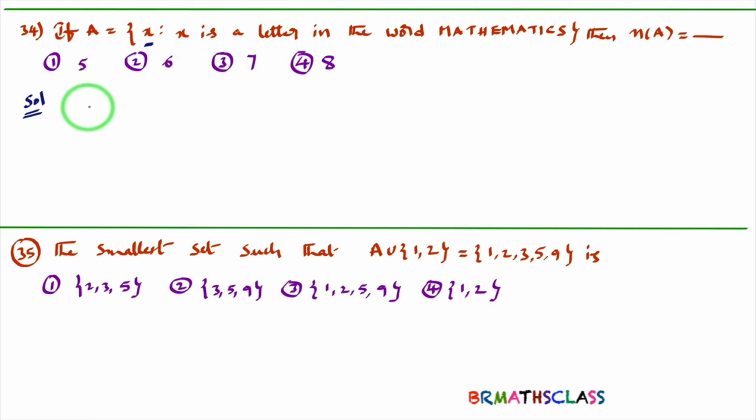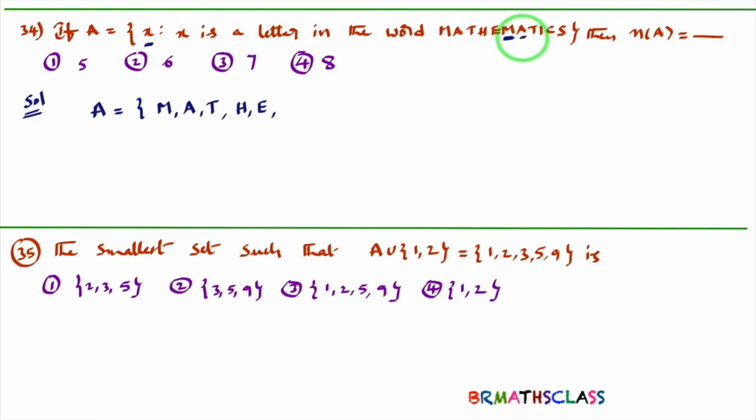What I'll do, I'll write this set in roster form and then I'll find out how many elements are there in set A. So I'll write the given set in roster form. Letters, first letter M, A, T, H, E. You observe here M is repeated. In roster form, we won't write repeated numbers or repeated letters. As M is already written, we won't write it again.